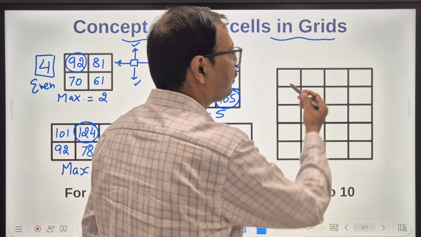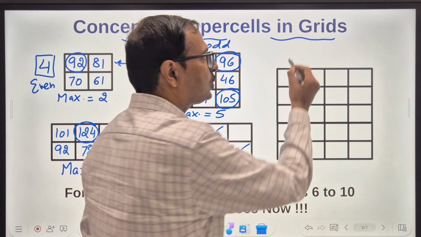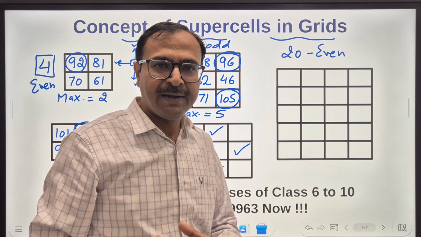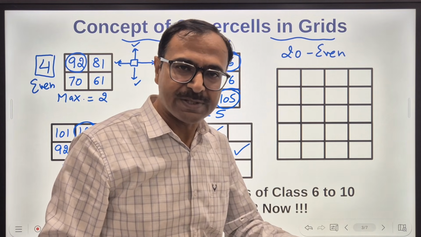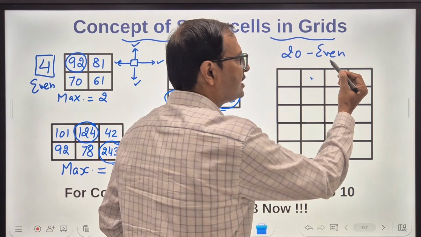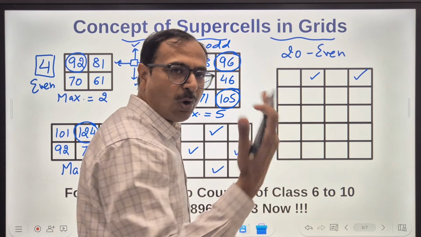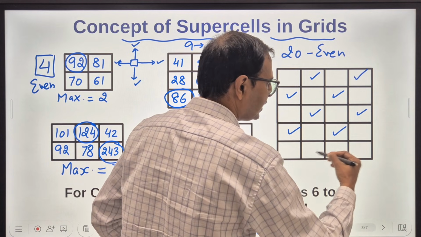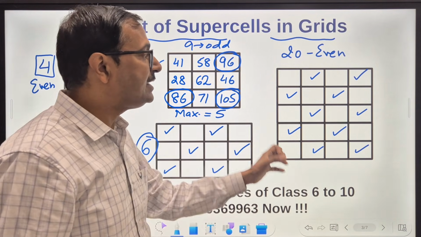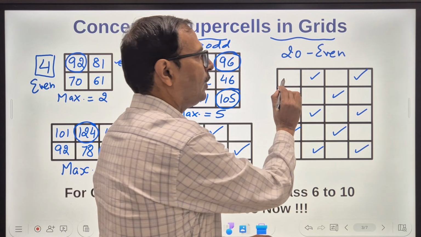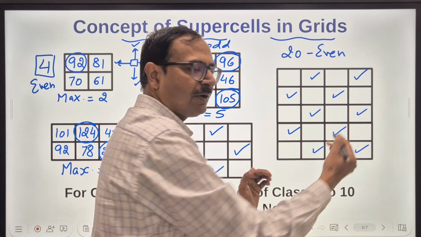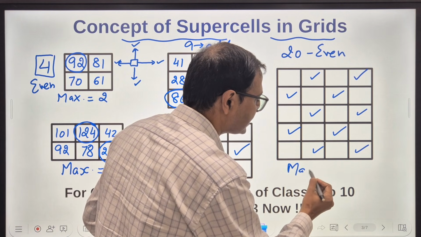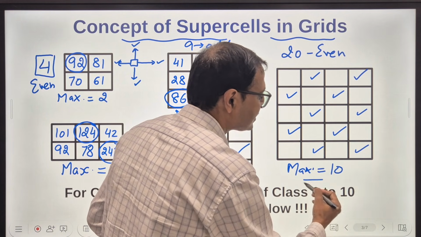Likewise, if you see this grid, 4, 4, 4, 4, 4, 20, right? So 20 means an even number of blocks and half of 20 is 10. So it can have a maximum of 10 supercells. If you start with this one, 1, 2, just go alternate. 3, 4, 5, 6, 7, 8, 9, 10. It can have only these 10 supercells, or the other way around. 1, 2, 3, 4, the unticked ones, they can also be the supercell. So a maximum of 10 supercells are possible in this grid.